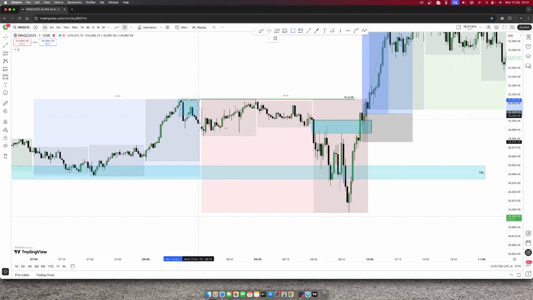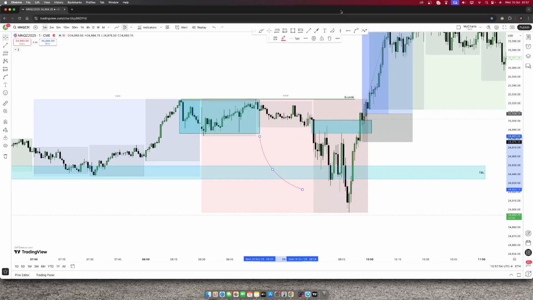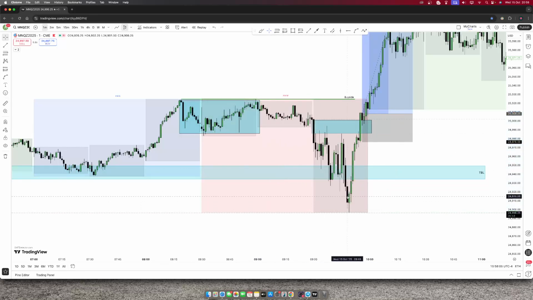So you can see we have the original consolidation here. This is the sell side of the curve, and then this here is the buy side of the curve, where price immediately goes back to attack the original consolidation. So price manipulates to the downside, and then price immediately reverses back towards the upside.